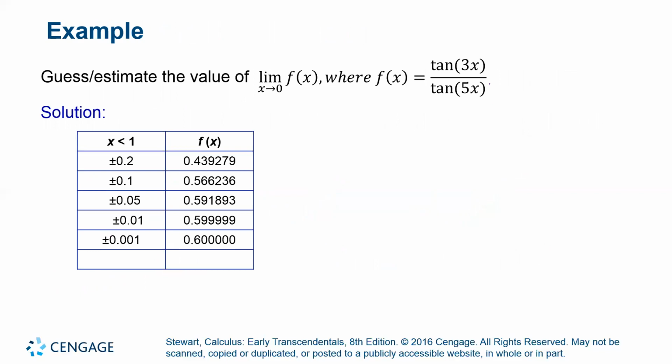Here you have a trig function, tangent of 3x divided by tangent of 5x. We're using the guess to find the limit value of the function. We know that tangent of 0 is 0, which is why if I substitute 0 into this, it would be 0 over 0, which is indeterminate.